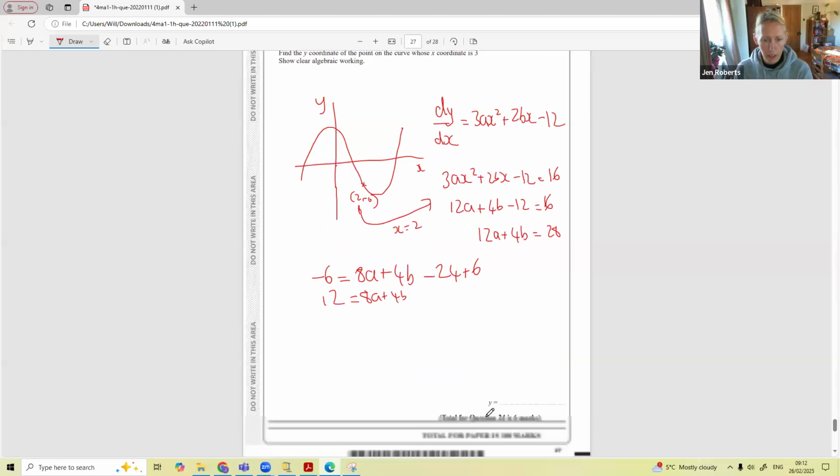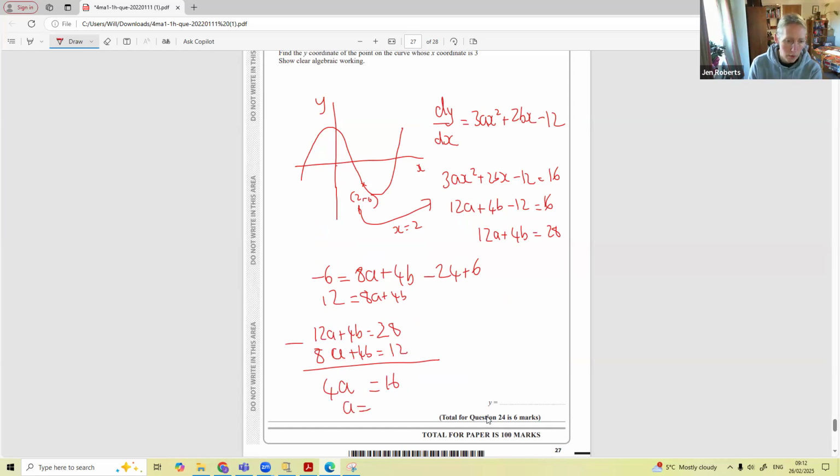Right, so let me just write them down underneath each other because they are simultaneous equations. 12a plus 4b equals 28. 8a plus 4b equals 12. My b's are the same, so I'm going to subtract the equations. 12a take away 8a is 4a. 16. a is 4.